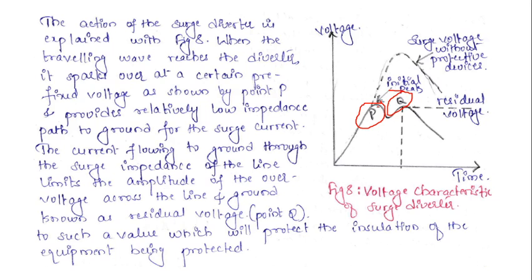Okay, and the current flowing to the ground through the surge impedance of the line limits the amplitude of the over voltage across the line and ground, known as a residual voltage. So that is represented by the point Q over here.